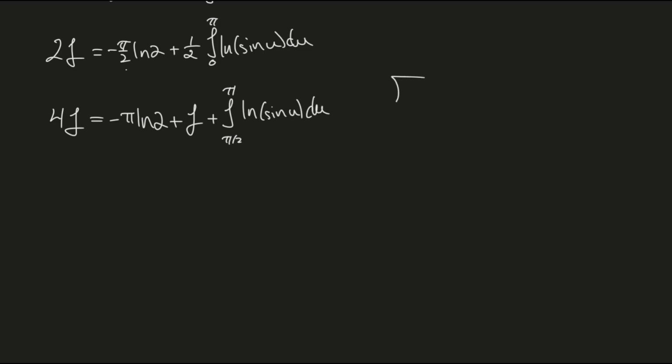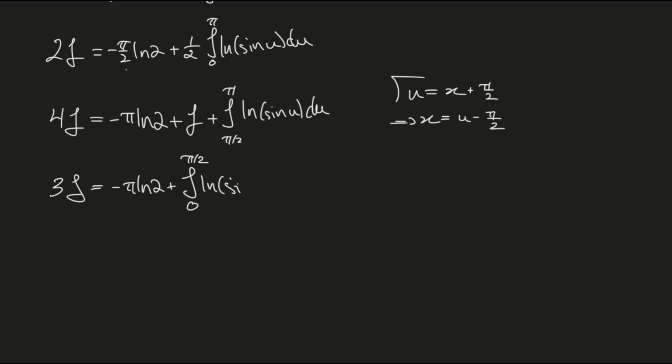Again, one last substitution. I'm going to let u be equal to x plus pi by 2, which implies x is equal to u minus pi by 2. So I'm going to subtract this J. That means we're going to get 3J is equal to negative pi log 2 plus the integral from, as u goes to pi by 2, x goes to 0, and as u goes to pi, x goes to pi by 2. Then we're going to get log sine, and u becomes x plus pi by 2, dx.